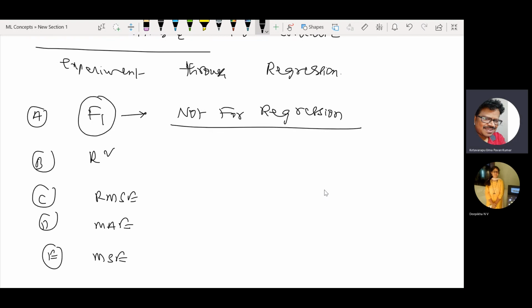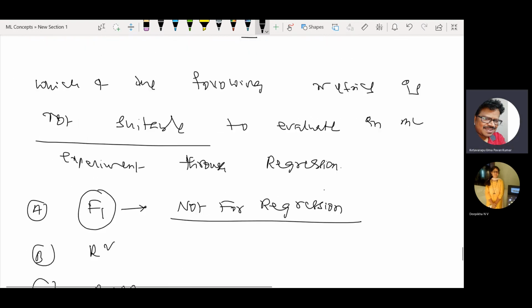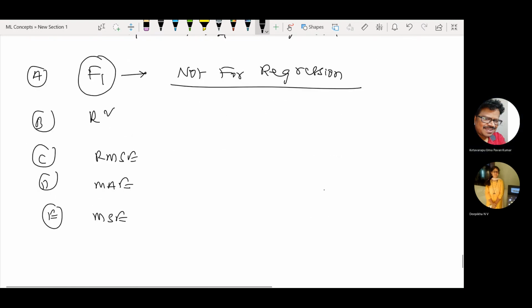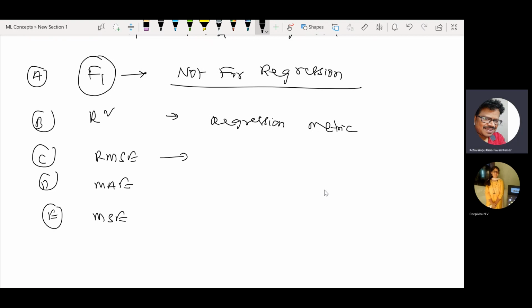So this answer is correct because the question is: out of the following metrics, which is not suitable for regression? F1 is not for regression, because R square is a regression metric, and RMSE, MAE, and MSE, all these are measures of regression. But you should know how we make use of the conventions of observing the regressions.